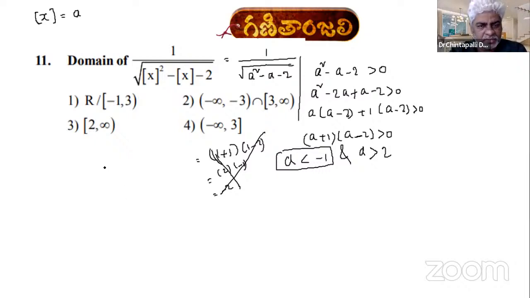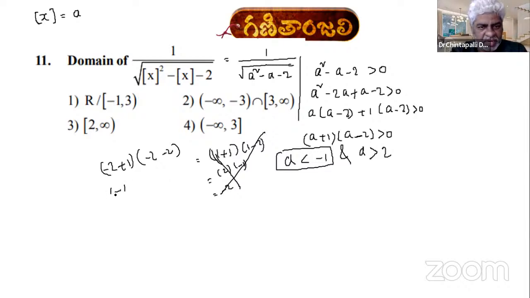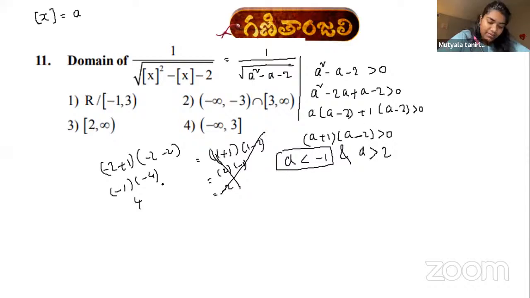Negative 2 plus 1 times negative 2 minus 2. Negative 1 times negative 4, 4, sir. Greater than 0. Got it? Yes, sir. So now onwards, you need not think that way. There is a direct formula.